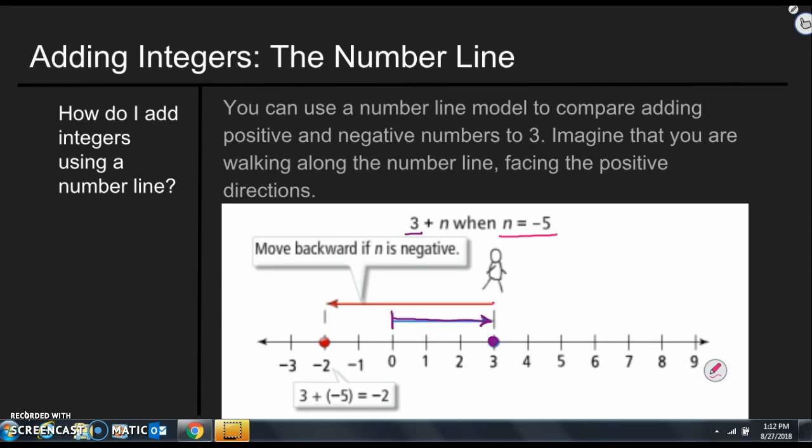So we stop on 3, and then we move back, or to the left, 1, 2, 3, 4, 5 units. This gets us to stop on negative 2. Therefore, 3 plus negative 5 equals negative 2. Make sure you copy this into your notes.